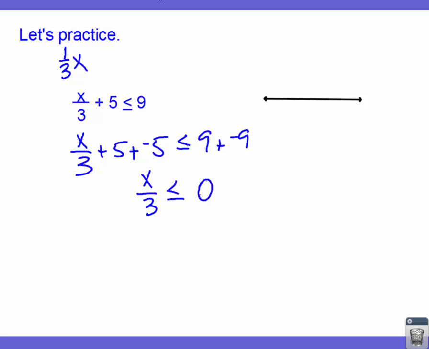Oh, excuse me, no, that should be a 5 there, not a 9. What am I thinking? This should be a negative 5. So that actually gives us a positive 4 here. I'm so sorry about that. I don't know what I was thinking there.